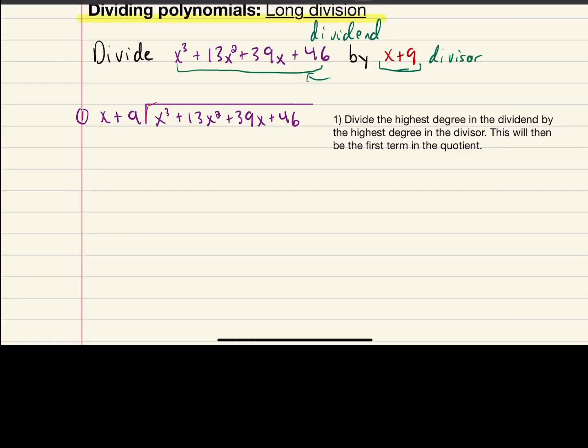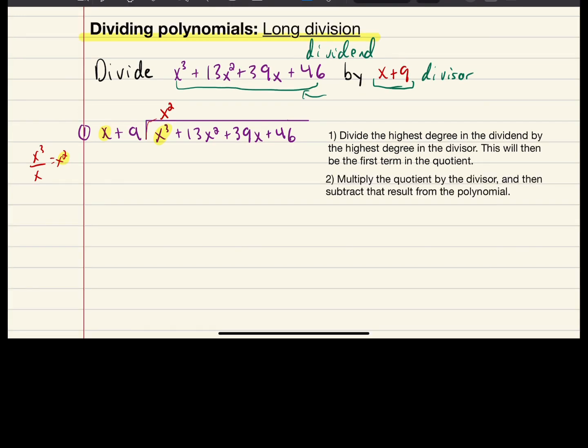is called the quotient. The first thing we're going to do is divide the highest degree term in the dividend by the highest degree term in the divisor, and this will be the first term in the quotient. So we're going to take the highest degree, in this case x to the 3 in the dividend, and divide it by the highest degree in the divisor, which is x over here. So on the side I go x to the 3 over x, and that is going to equal x squared. So I take that and start off my quotient with that term.